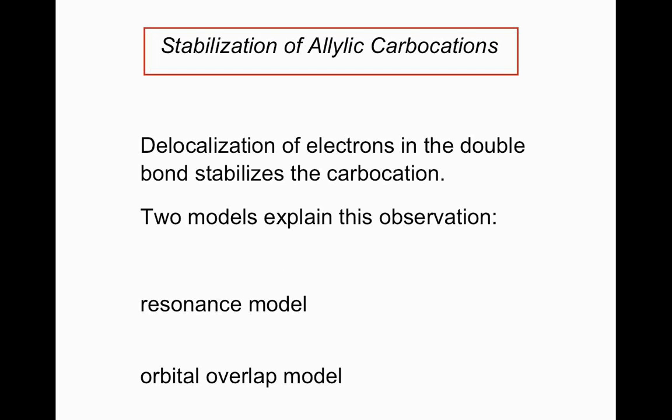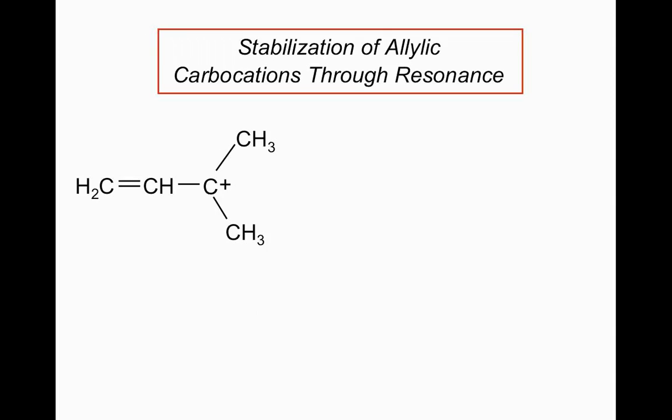Two models are used to explain the relative stability of an allylic carbocation compared to a tertiary carbocation. Those two models include the resonance model and the orbital overlap model. We've talked about both of these models before in the semester with regard to other structure reactivity relationships, so they should be familiar to you here, only applied to a new substituent. So let's take a look at the resonance stability model.